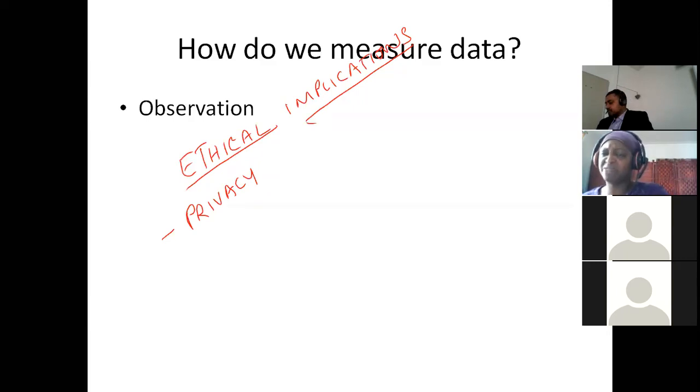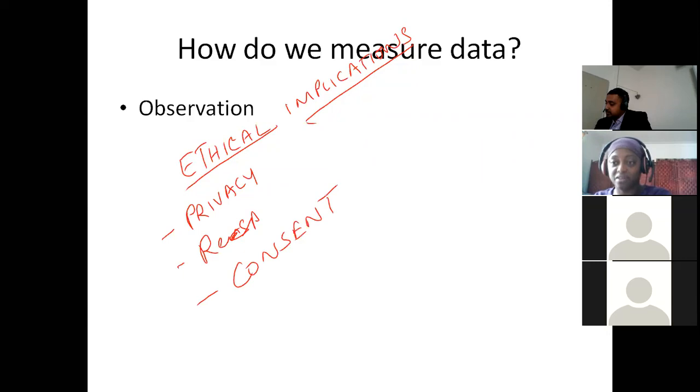Could it be that the information must be used responsibly? Well, there is that. Would you need consent? Yes, thank you. And that's the important part, consent. Even if you're just observing.